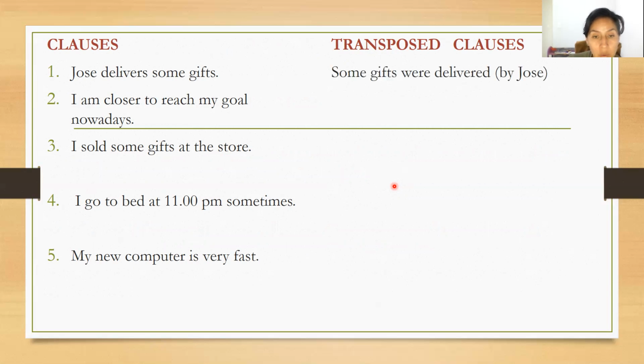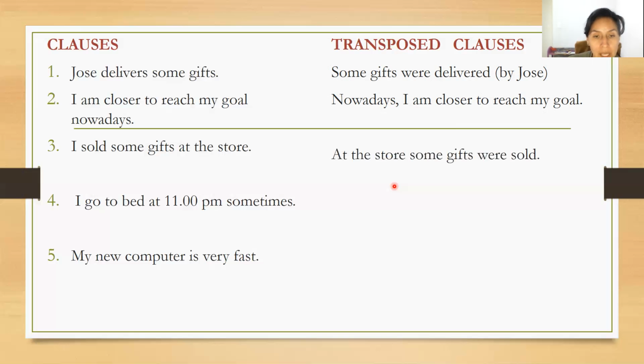First, some gifts were delivered by Jose. In that example, the active clause can be transposed into a passive clause, and it is correct grammatically. Next, nowadays, I am closer to reaching my goal. Transposition also applies to phrases without prepositions. In that example, I transpose the adverb nowadays to the front of the clause.